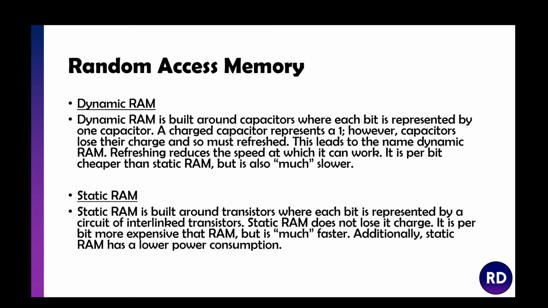So dynamic RAM is built around things called capacitors, which are little caps that you get in electronics. If you Google what one looks like, it doesn't look like much at all. And these capacitors each represent a bit. So one capacitor equals 1 bit. A charged capacitor represents a 1, and if it doesn't have a charge, it is 0.